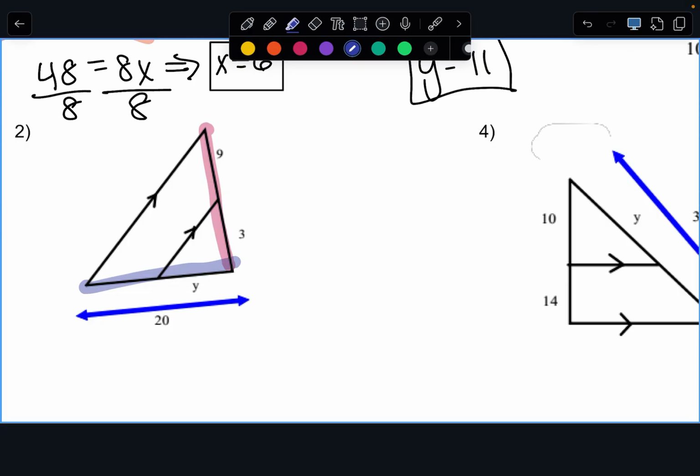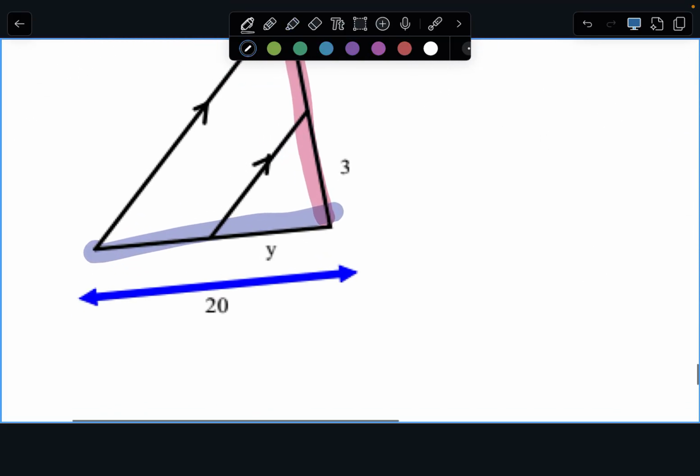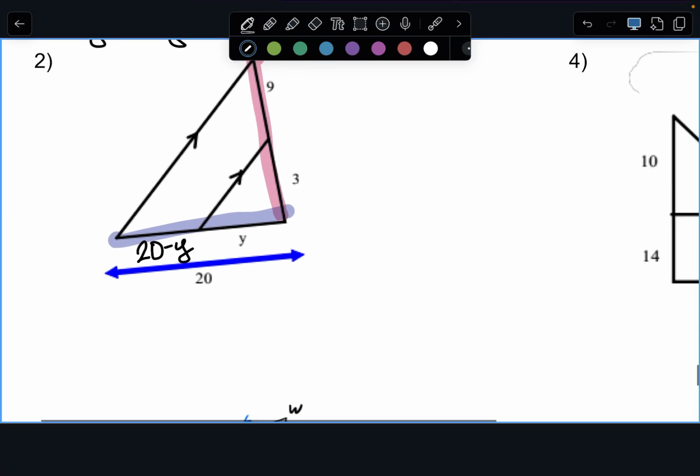15. Not 15, 10. Not 10. We're guessing now. We're just getting smaller, but we're getting smaller by y. Yeah, we take our whole thing, we subtract off one part, and we get the remaining part. So this is 20 minus y. It might be 15, it might be 10, but we don't know quite yet because we don't know what y is. So we could set this up two ways.